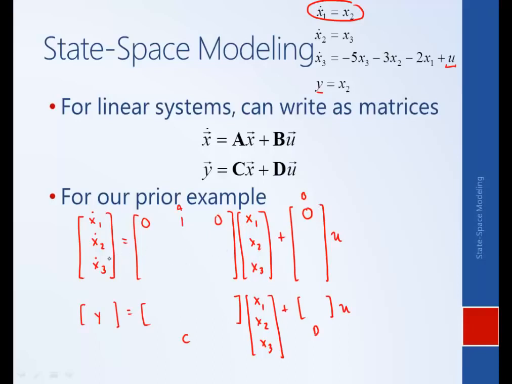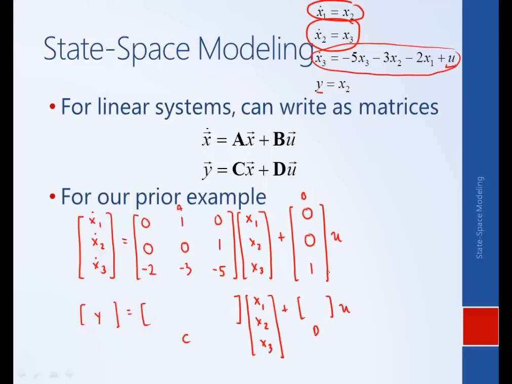The second row represents what x2 dot is equal to. So it's 0 times x1, 0 times x2, 1 times x3, and 0 times u. And then the last row constitutes the equation for x3 dot. So multiplying x1 is a negative 2, multiplying x2 is a negative 3, multiplying x3 is a negative 5, and multiplying u is 1. So there we've filled out our state equations.